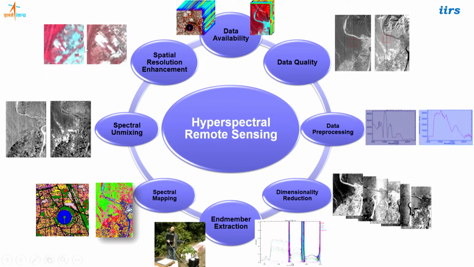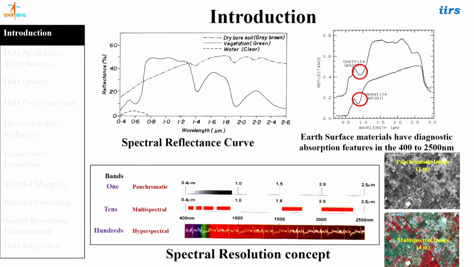Later on, I'll be discussing the enhancement of hyperspectral data, spatial enhancement, because your hyperspectral data, whatever is normally available, is available with a little bit coarser resolution. So how to enhance that, or if you want, you can integrate it with other sensor data, that also I'll be discussing in this talk. So first, as I told, the two important things in remote sensing are what?